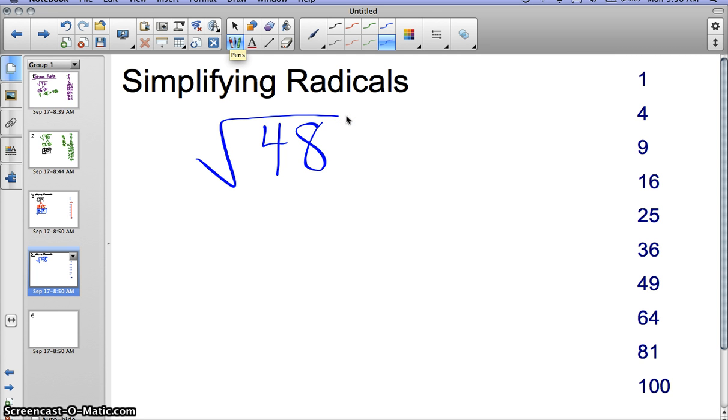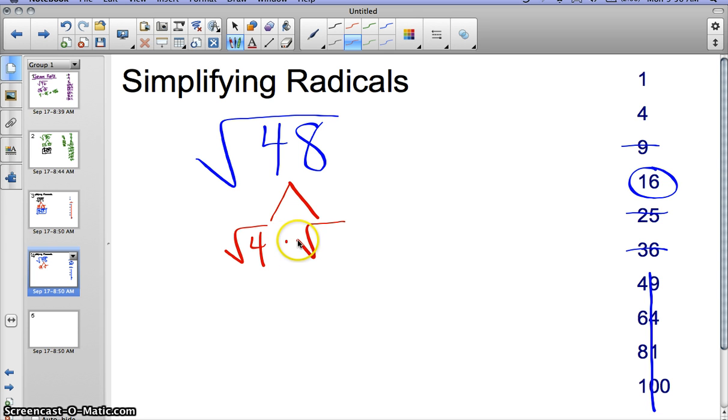So, let's go through. We know 49 through 100 will not go in. They're just too big. 36 won't go in. 25 won't go in. I'm going to circle 16 and come back in just a second. 9 doesn't go in. What about 4? I think we would all agree that 4 does go into 48. So let's break it down like this. The square root of 4 times the square root of 12.